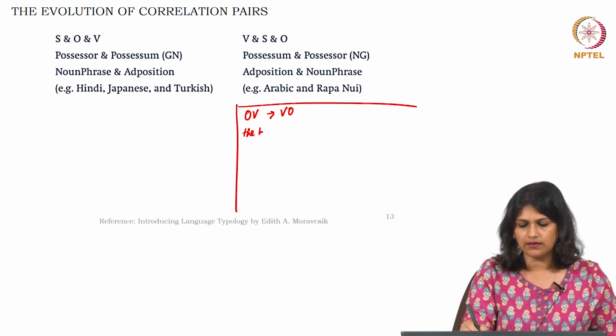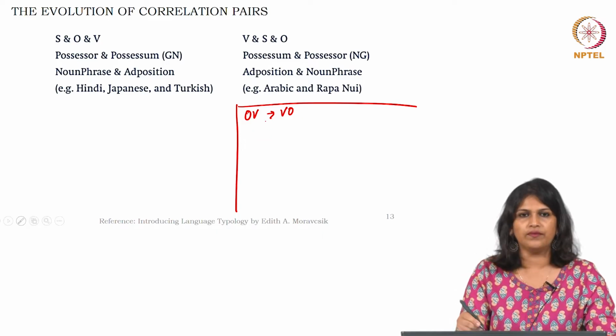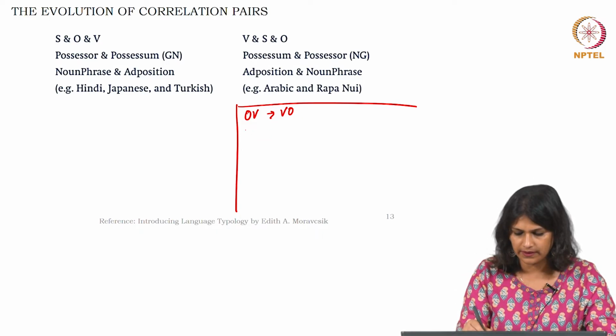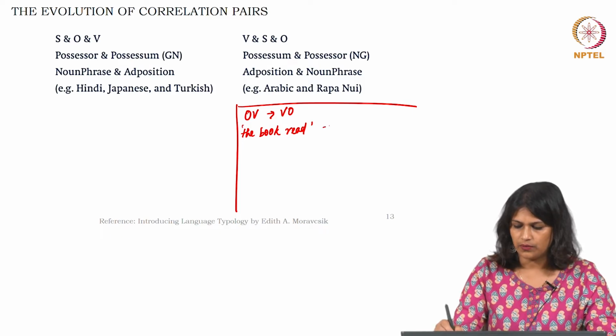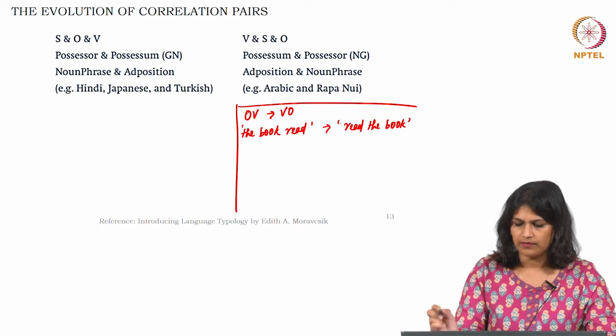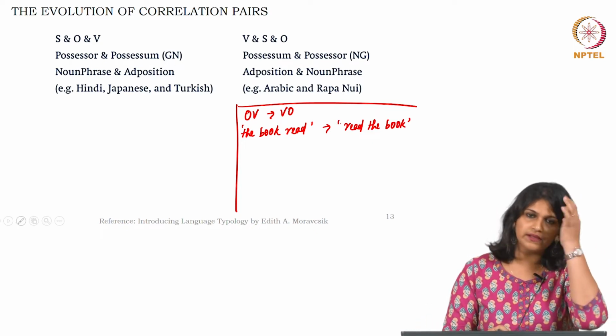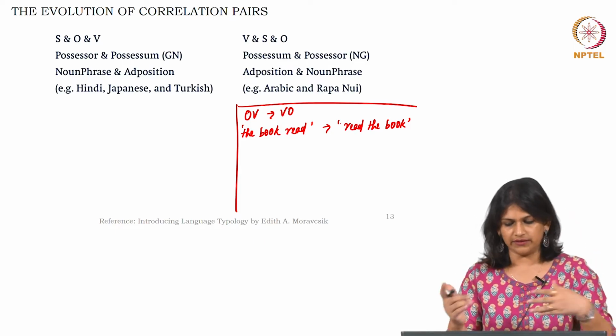in case of OV, I am going to write the book read, the book read, this is one type. When it becomes read the book, my suggestion would be to think about Hindi versus English. I read the book or मैंने किताब पढ़ी. So, that kind of a change.